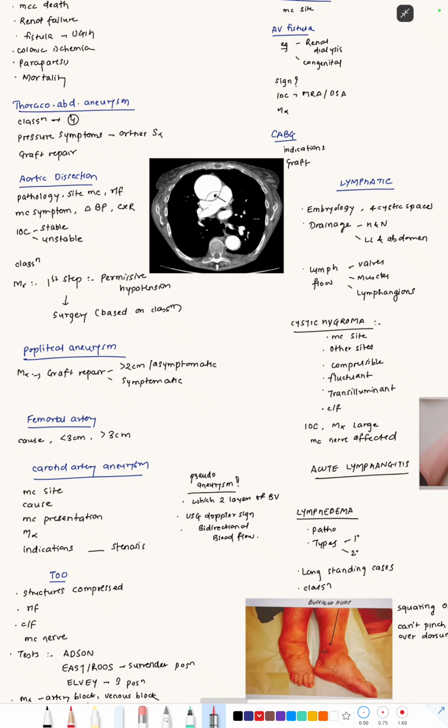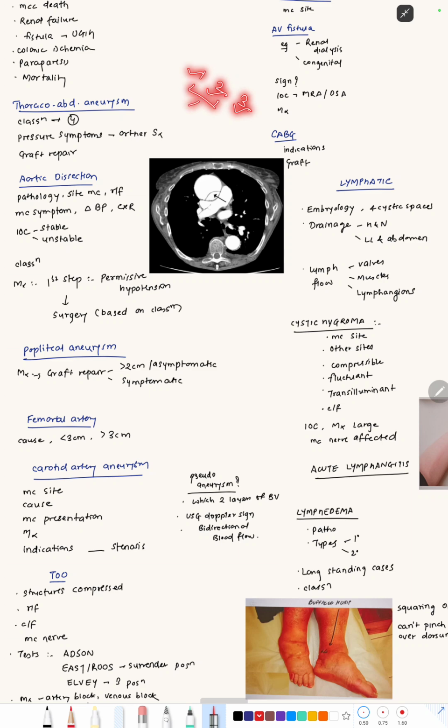And the next, that is investigation of choice. In stable patients it is contrast CT. In unstable patients it is transesophageal echocardiogram, that is TEE. Classification, there are 2 classifications: Stanford's classification and DeBakey classification. Now in the DeBakey classification there are class 1, 2, 3. In class 1 there is both ascending and descending thoracic aorta. In class 2 there is ascending thoracic aorta, and class 3 there is descending thoracic aorta.